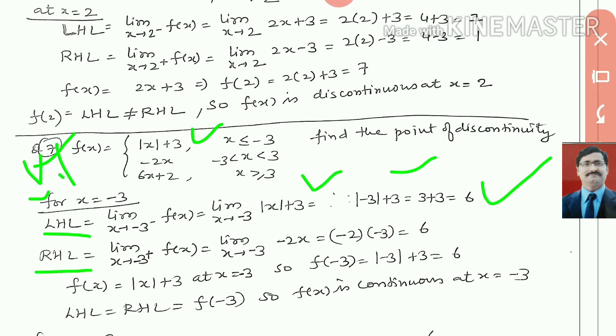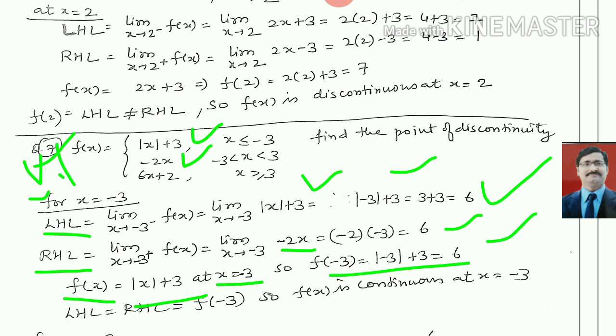Now find the right hand limit. Right hand limit means more than minus 3: limit x tends to minus 3 plus of f(x), and here we have minus 2x. In place of x you put minus 3, and you get 6. Now the function value f(x) is modulus of x plus 3 at x equal to minus 3, so you also get 6. These three values are equal: the left hand limit, the right hand limit and f(minus 3). So the function is continuous at x equal to minus 3.